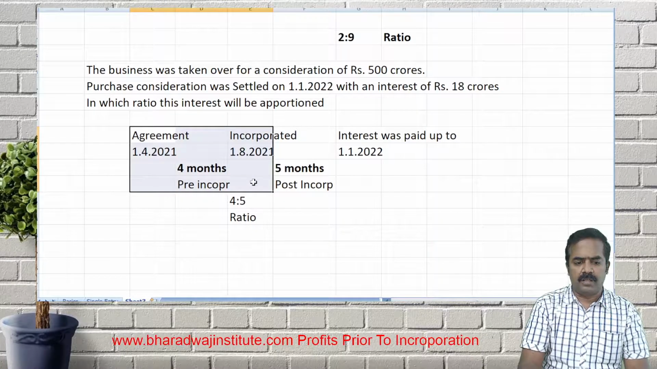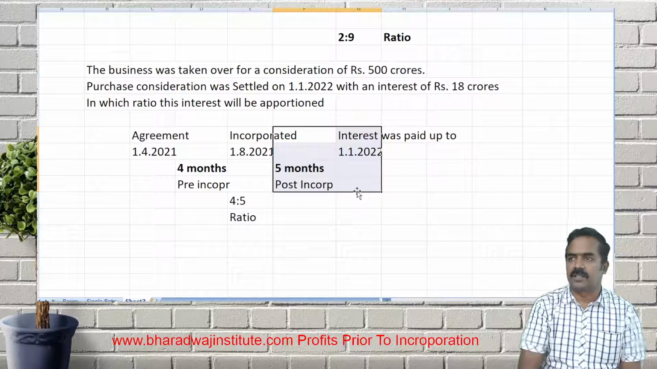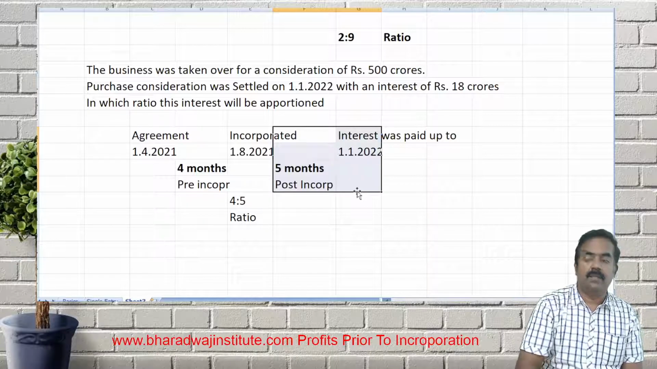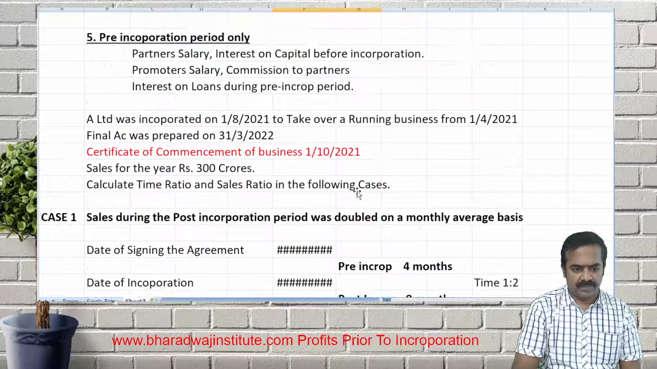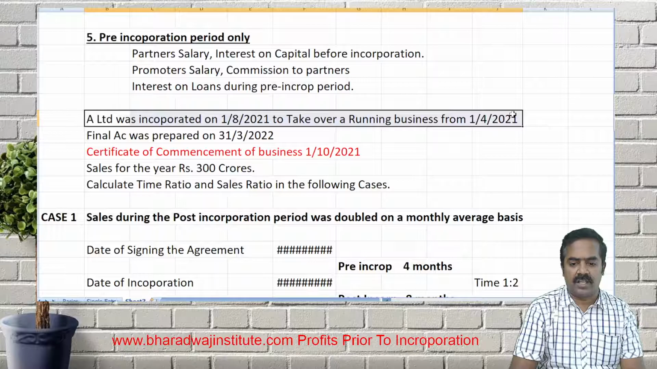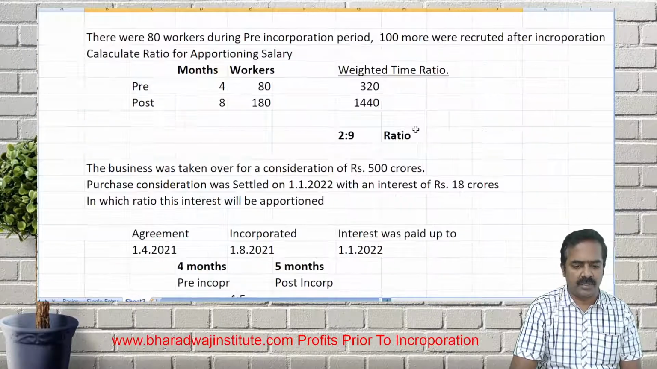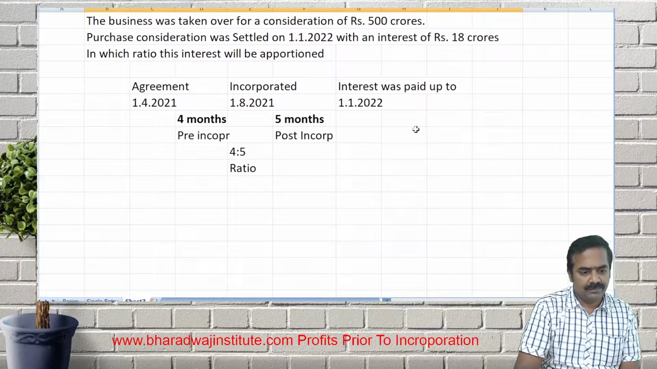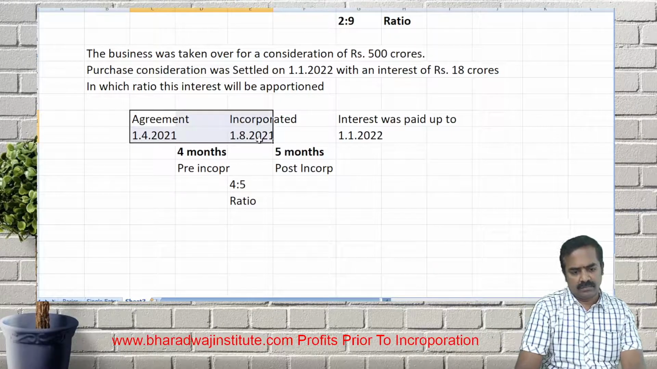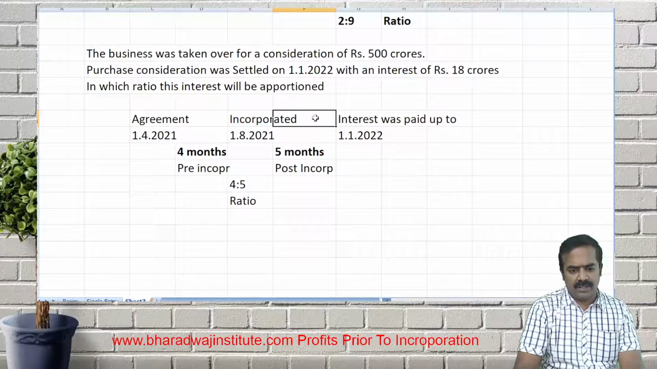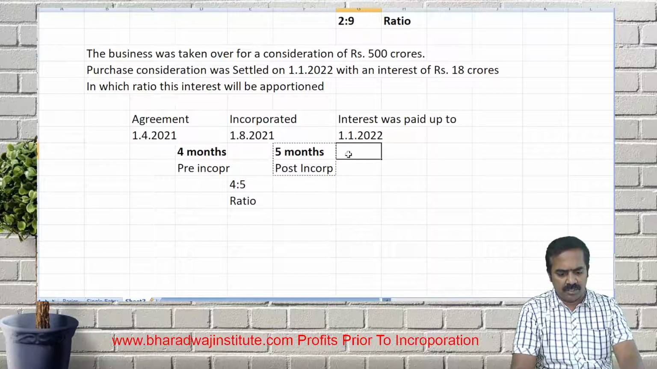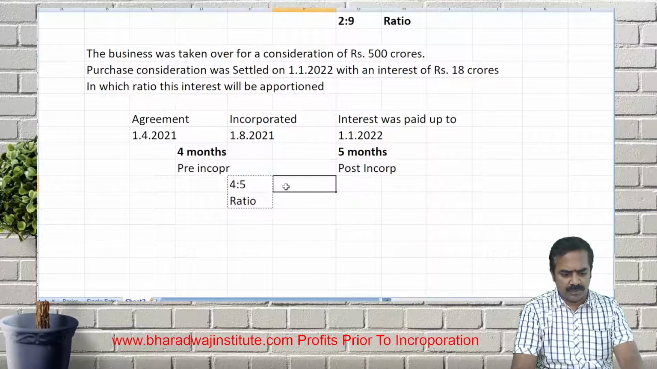Okay. Pre-incorporation 4 months. Post-incorporation only how many months covered? 5 months covered. Agreement incomplete date வந்து நம்ம அசைன் பண்ணிருக்கோம். இல்லையே ப்ராப்ளத்திலே கொடுத்துருக்கானே. Same problem தான் எடுத்து எல்லாமே பண்ணிட்டு இருக்கோம். A Limited was incorporated on 1/8/2021 to take over running business from 1/4/2021. So agreement to take over to incorporation date 4 months and interest payment date is 1/1/2022. So 5 months covered in post incorporation period. So ratio is 4:5.